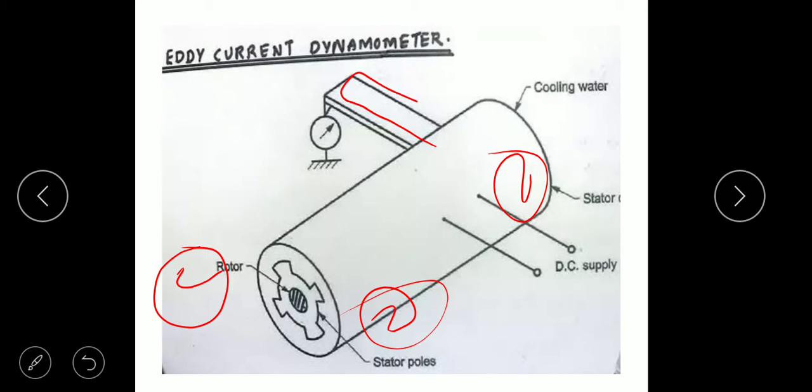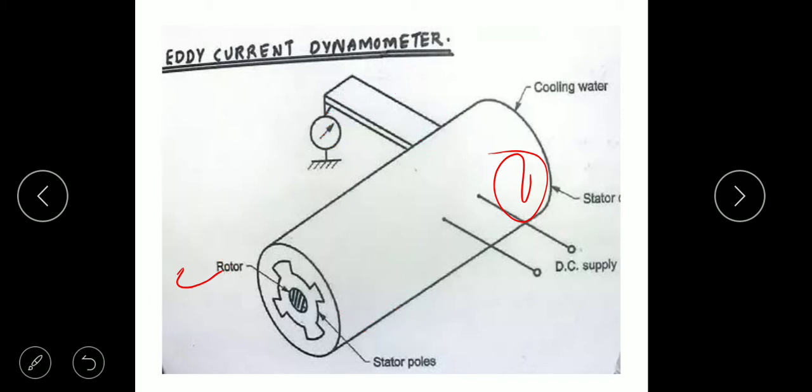Then the cooling arrangement is done just to minimize the generated heat, and there at the end you can see there is one arm, and to that arm a gauge is attached. What is the purpose of it? Through that arm with the gauge we can measure the generated torque in the rotating member. So this is the outer look of this eddy current dynamometer.